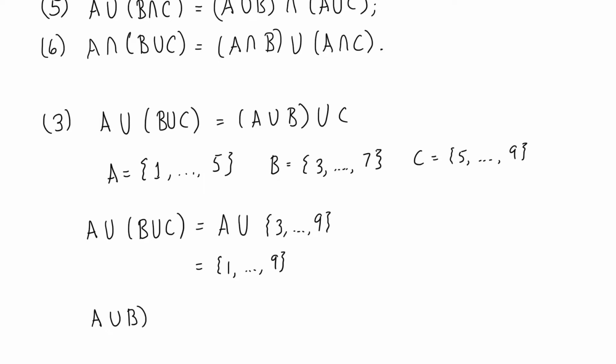An example is not a proof, but it is showing you how this is working. (A union B) union C. This one means we do the union of A and B first.